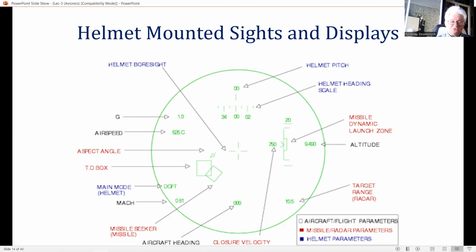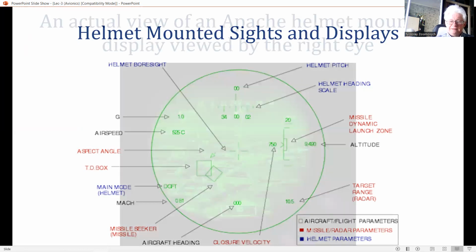Factors of 3 to 4 have been quoted in terms of the kill probability, a very effective force multiplier in military parlance. The helmet-mounted sight can also be used to provide visual fixes for the navigation system by designating known landmarks and features, and does not require the pilot to overfly them.